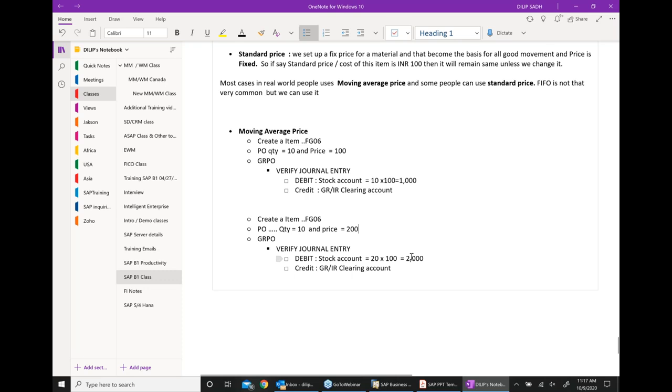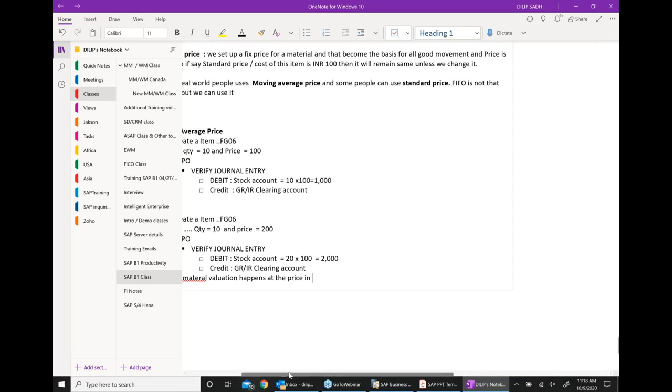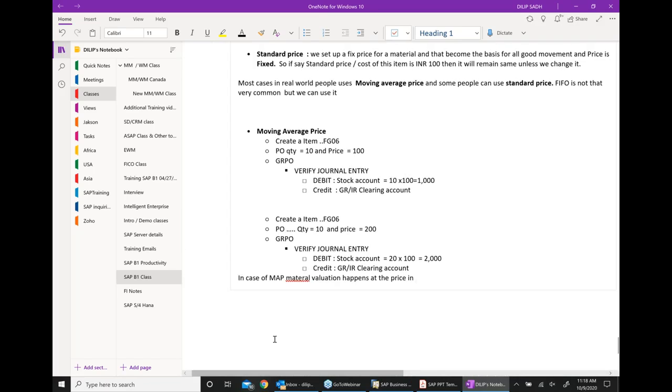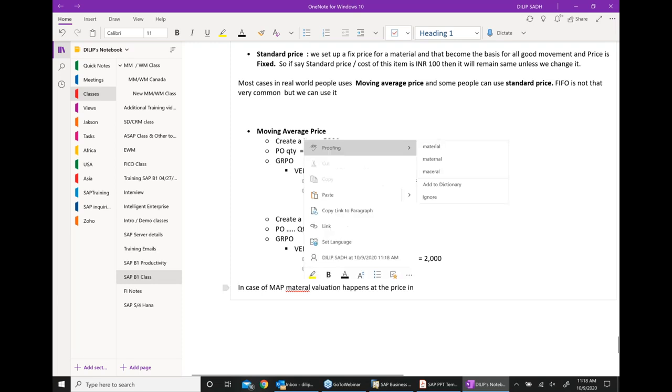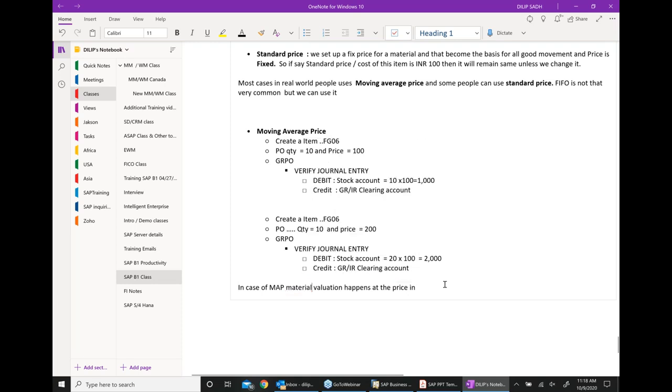So that is how, in case of moving average price, make a note of it, material valuation happens at the price in the PO.